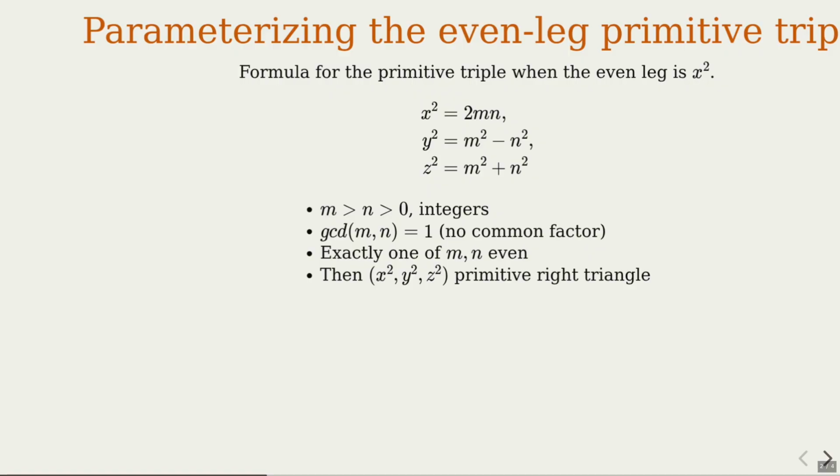Why does the even leg have to look like 2 times m times n specifically? Because in a primitive triple, the two legs cannot both be odd. If you look at the standard algebraic derivation, you express the hypotenuse plus the odd leg and the hypotenuse minus the odd leg as two factors that multiply to the even leg. Those two factors turn out to be coprime and of the same parity, so each must be a perfect square. That forces the even leg to be twice a product of two coprime integers, which we call m and n, giving x squared equals 2mn, and the rest of the formula follows.